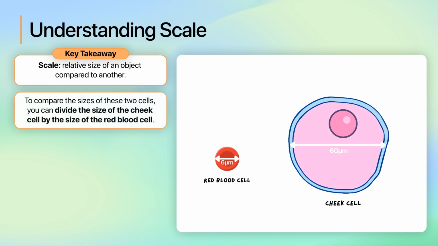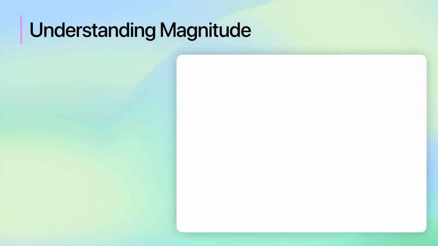To compare the sizes of these two cells, you can divide the size of the cheek cell by the size of the red blood cell. Hence, 60 micrometers divided by 6 micrometers is equal to 10, meaning a cheek cell is 10 times larger than a red blood cell. Orders of magnitude provide us with a useful way to understand the relative size of cells when compared to each other.